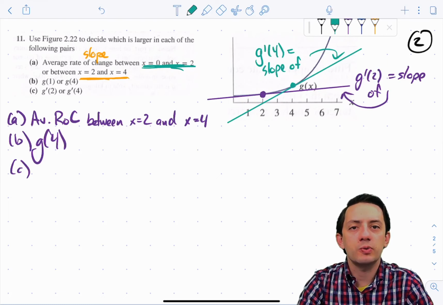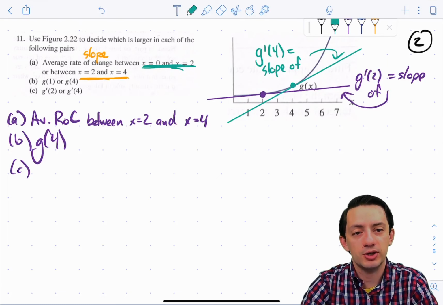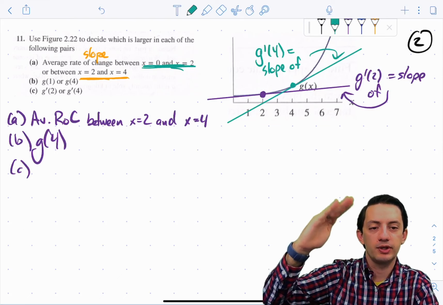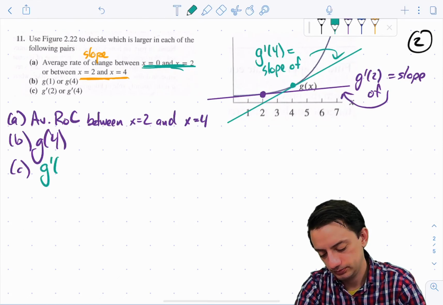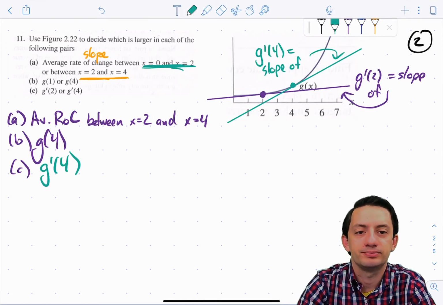And so now the question is, which line has a greater slope? And it's the green one, because the purple one is much shallower and the green one is steeper. So which of these values is bigger? It's g prime of 4.